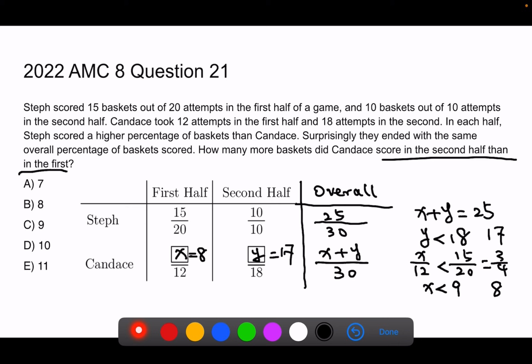Now, be very careful. They are asking you, how many more did Candace score in the second half than the first? So the answer is Y minus X. 17 minus 8 equals 9. Answer is C.